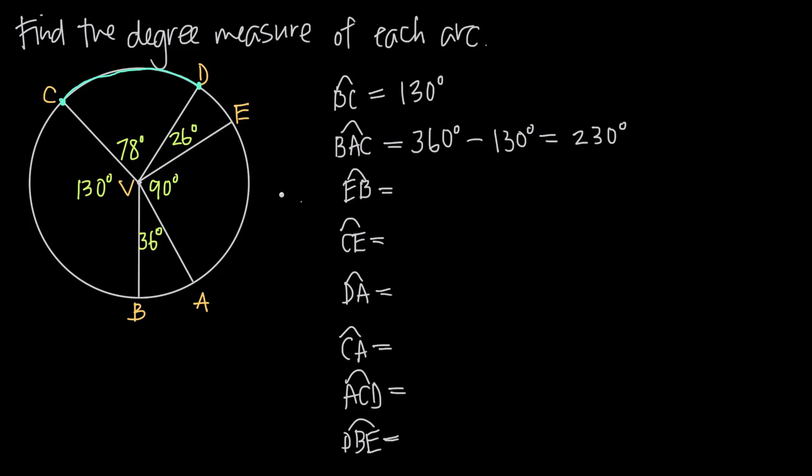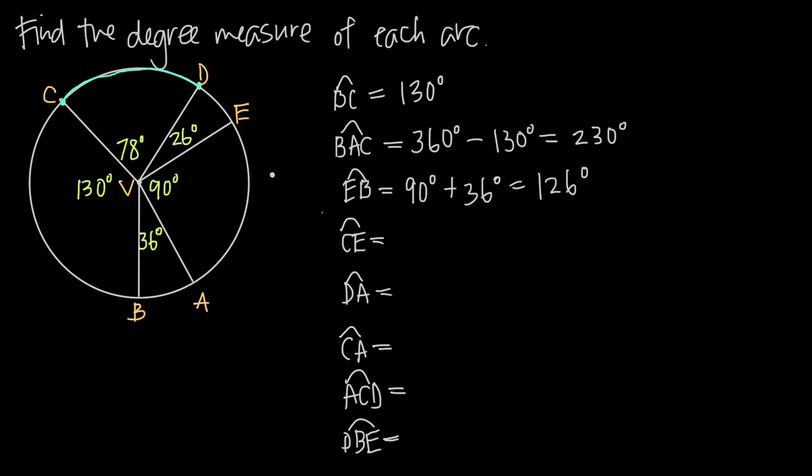What about arc EB? Well, again, because it's two letters, it's going to be a minor arc, so we start here at E, we come down to B. Well, that's going to be 90 degrees plus 36 degrees, which is going to give me 126 degrees as the measure of arc EB. So notice too that when we have multiple interior angle measures, we can just add them together to get the arc that starts at the edge of angle EVA and ends at the other edge of angle AVB.